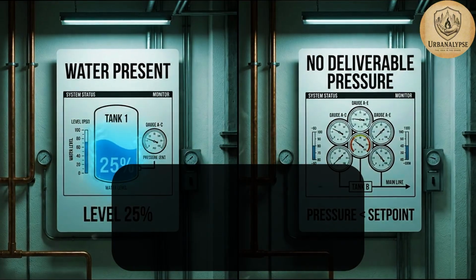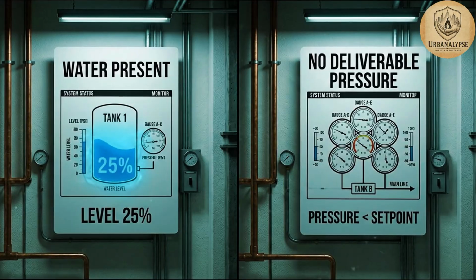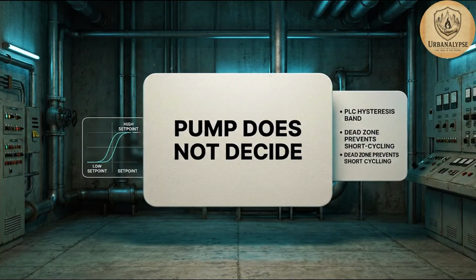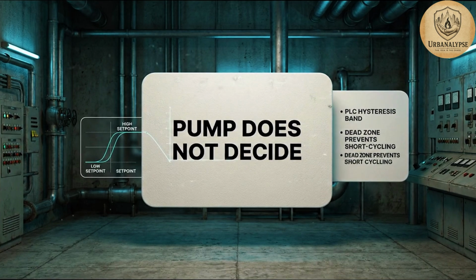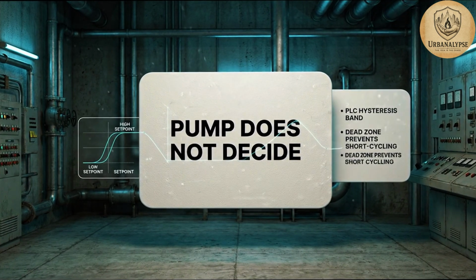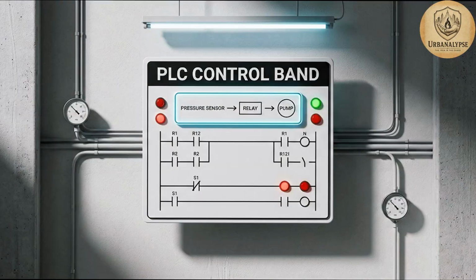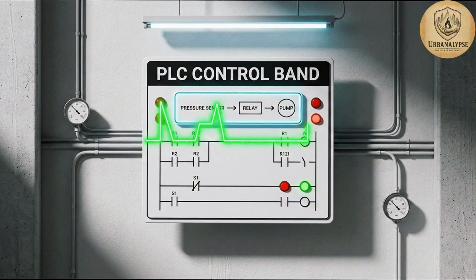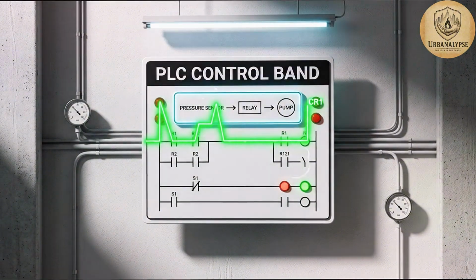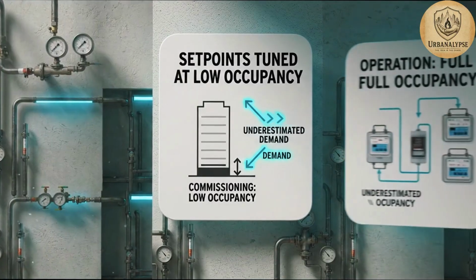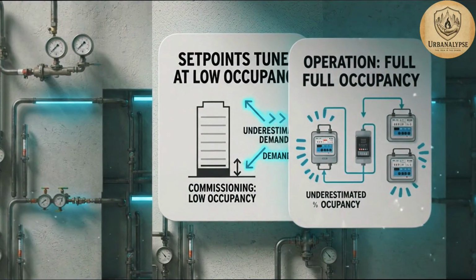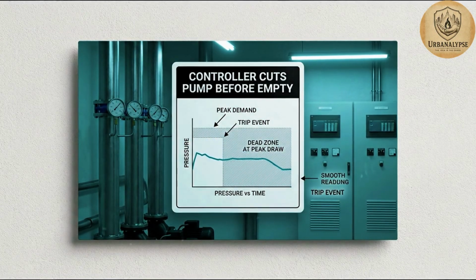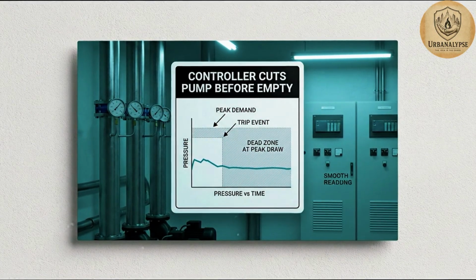The gap between no water and no pressure to deliver existing water is the core engineering problem. Own that distinction, and you have already outdiagnosed everyone on your floor. The pump does not decide when to stop. A PLC or relay bank does, operating on a pressure band with hysteresis, a dead zone preventing short cycling. If set points were tuned during low occupancy commissioning and the building now runs full, the band is wrong. The controller cuts the pump before the tank empties because pressure drops into the dead zone at peak draw.